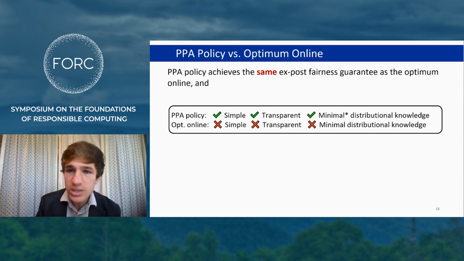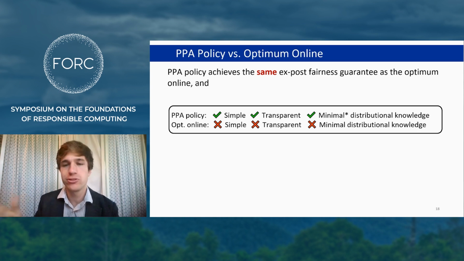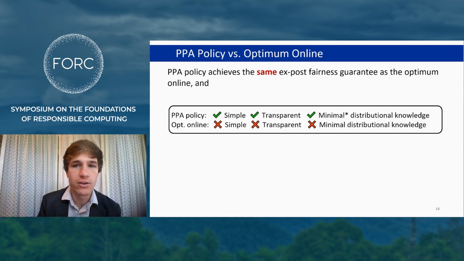As one additional piece of evidence in favor of our PPA policy, note that all I've talked about so far is this ex post fairness guarantee. Now, of course, we've highlighted that we think that's the more important of the two, and it provides a lower bound on ex-ante fairness guarantees. But let's take a moment to talk about ex-ante fairness.